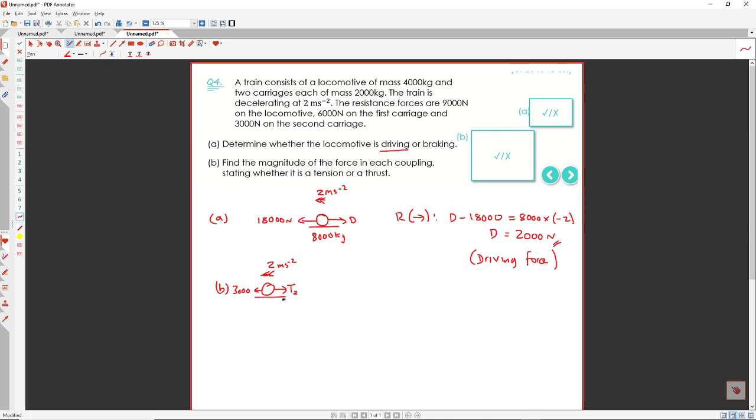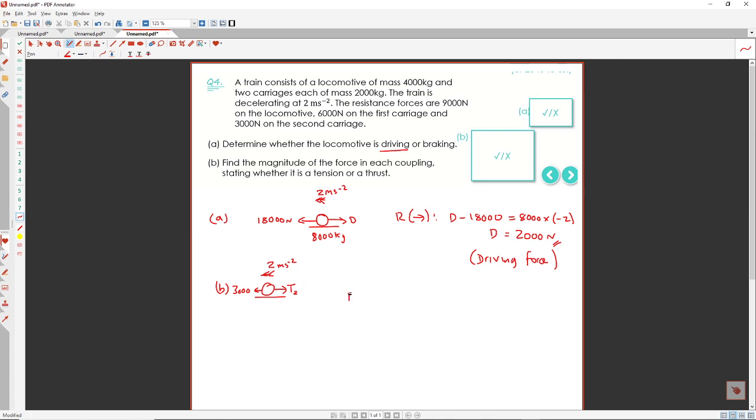The reason I've chosen this one first is because if you imagine the middle carriage, we don't know the tension force on the left hand side of that carriage, and we don't know the other tension force on the other side either, so we'd have two unknowns and we wouldn't be able to go anywhere with it. We could actually work with the locomotive to find the other tension force, so that would have been just as acceptable.